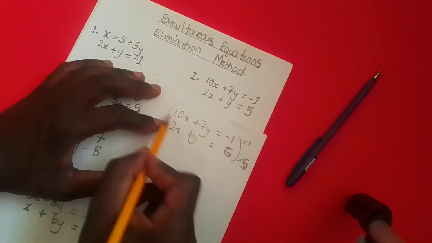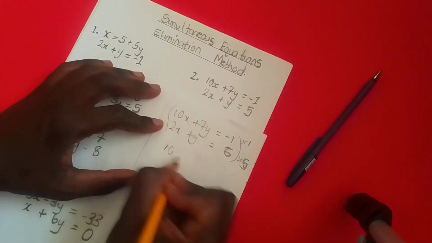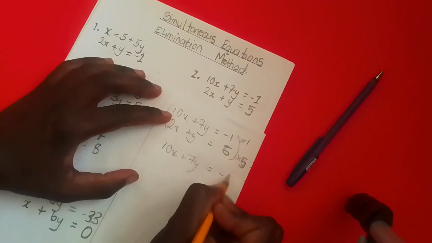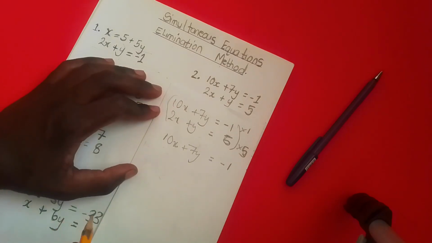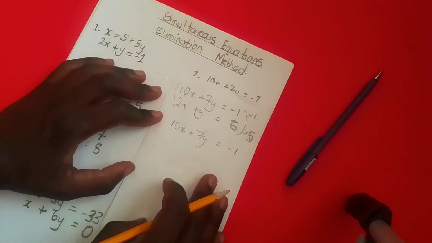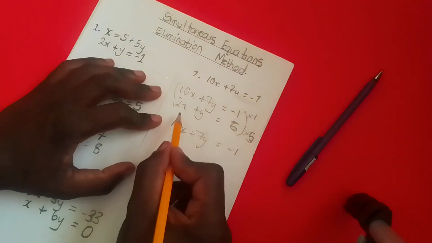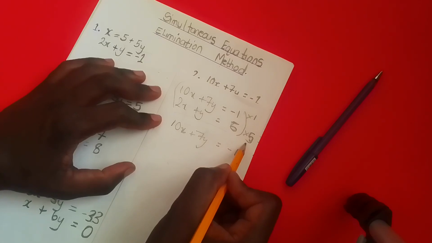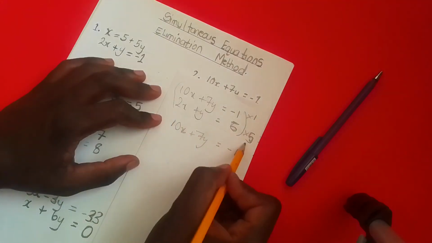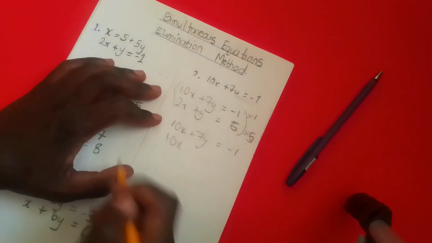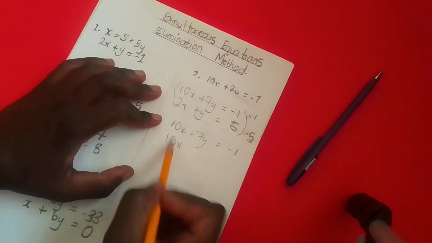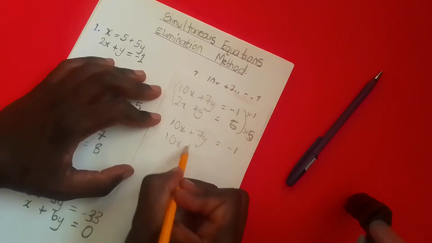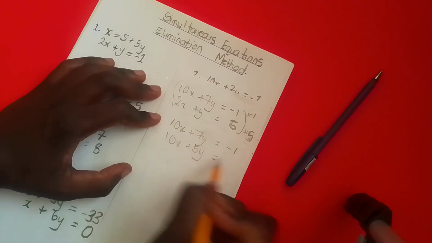Stay with me. If you multiply by 1, equation 1 will stay the same. It will be 10x plus 7y being equal to negative 1. Nothing has changed. You see that? Because we multiplied by 1. Then equation 2, we're multiplying it by 5. Every term in the equation is being multiplied by 5. So 2x times 5 is equal to 10x. You've seen the trick now. And then positive y times 5 is equal to positive 5y. Being equal to what? 5 times 5 equal to 25.